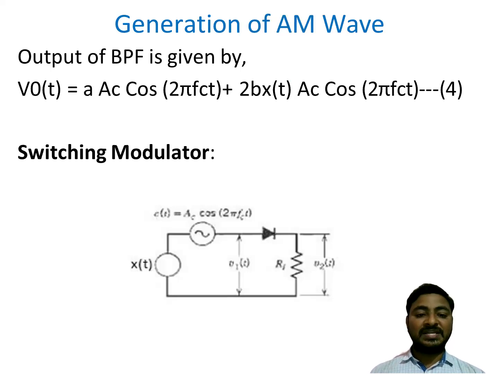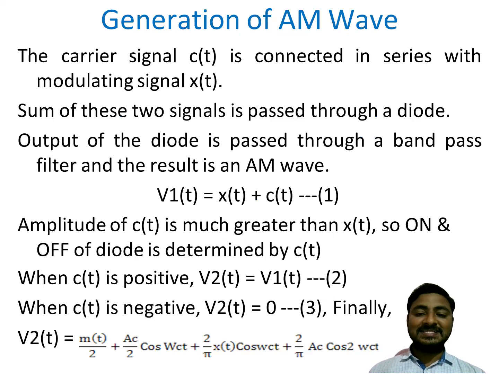In the switching modulator, you have X of t and C of t. X of t is nothing but the message signal and C of t is nothing but the carrier signal. The X of t and C of t are connected in series with the diode. So the carrier signal C of t is connected in series with the modulating signal. The sum of the two signals is passed through the diode. The output of the diode is passed through the band pass filter. The resultant output of the band pass filter is the AM wave.